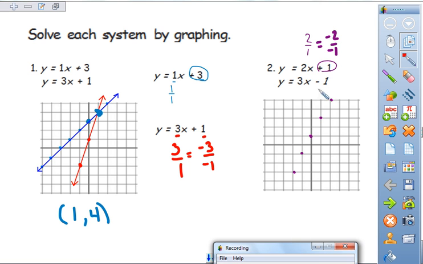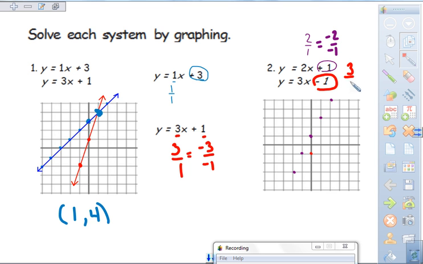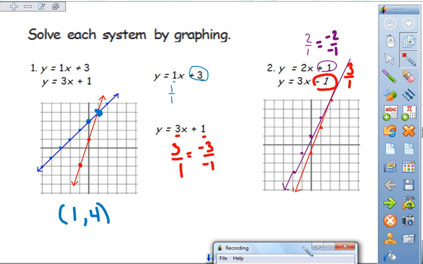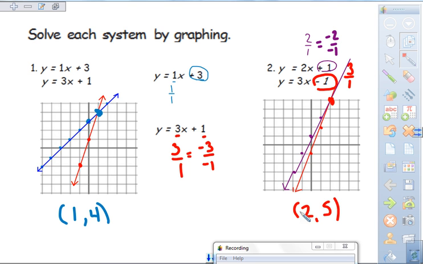In my second equation, I have an intercept at negative 1, so I need to start down here. And then applying my slope, I have 3 over 1, so that's up 3, forward 1, up 3, forward 1, and then I hit. And now I'm going to extend my lines and connect my dots. And my intersection point is here at the point (2, 5). So this is solving a system by graphing.